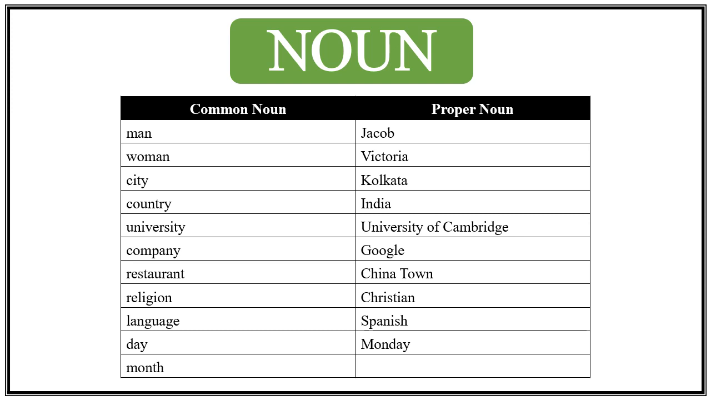Okay. Now let me ask you a question at this point. Did you notice one thing? Jacob, Victoria, Kolkata, India, University of Cambridge, Google, Chinatown, Christian, Spanish are written with a capital first letter. We always write them with the first letter capitalized because they are proper nouns.